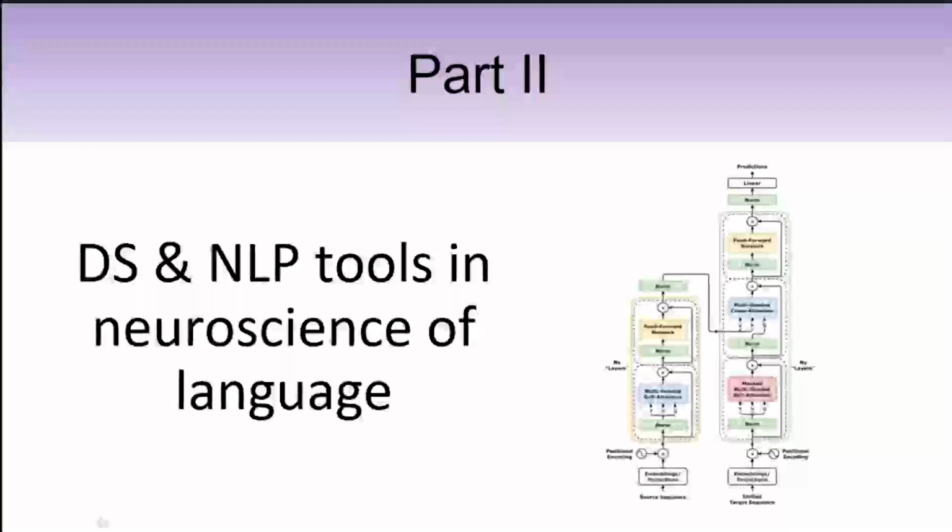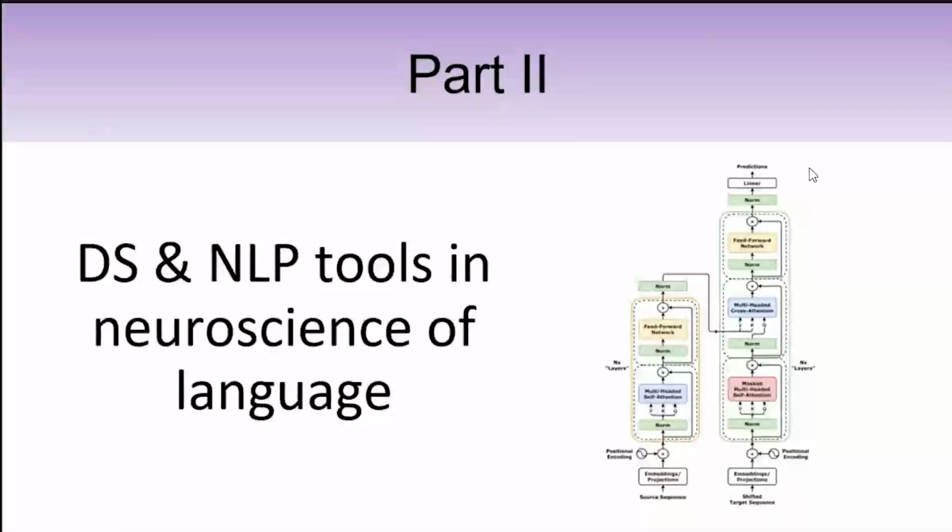So we're going to move on to part 2, which is data science and NLP tools in neuroscience of language, right? More applicable for this course. Before I talk about NLP tools, I just want to say language and language behavior that we collect in the lab, right, is a signal. It's data like any other data. So you can always do data science stuff on it, right? You don't have to do NLP stuff on it, okay? Every signal that you take, you take your signal processing course, your machine learning course, your whatever data science course, and you can apply it.